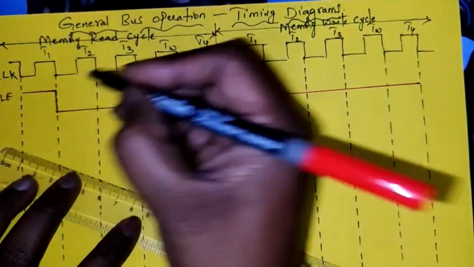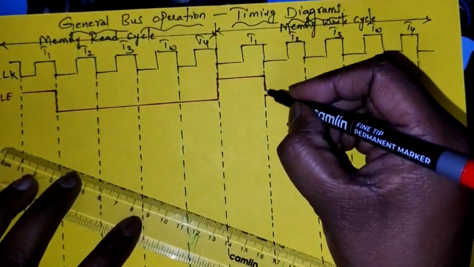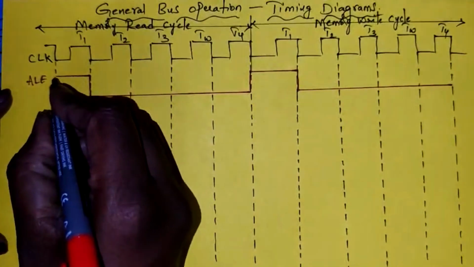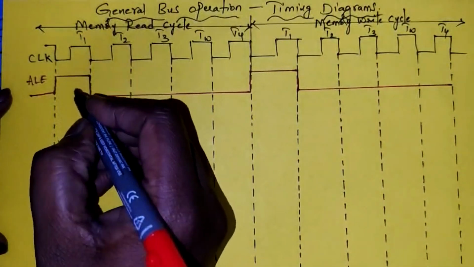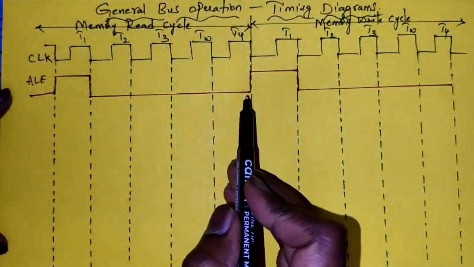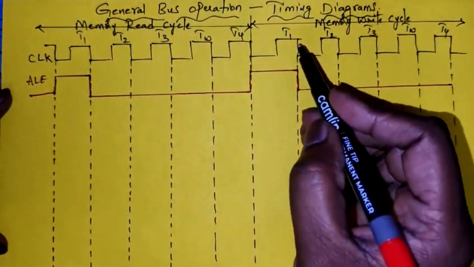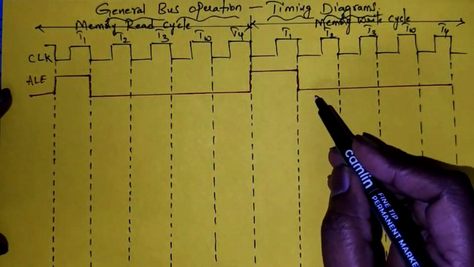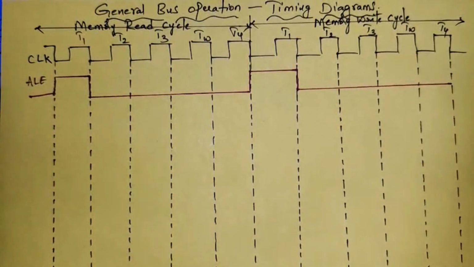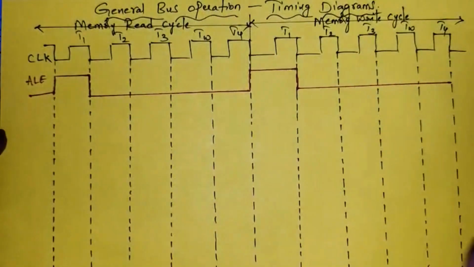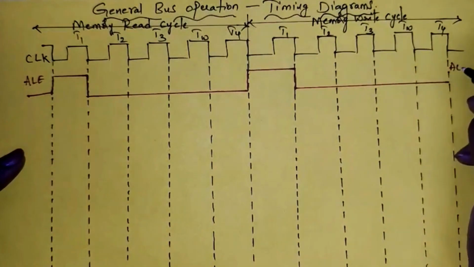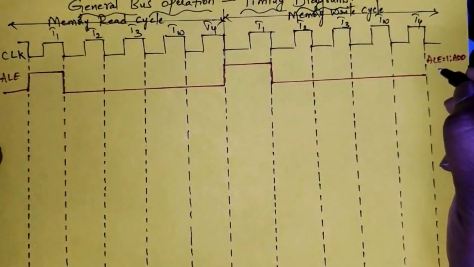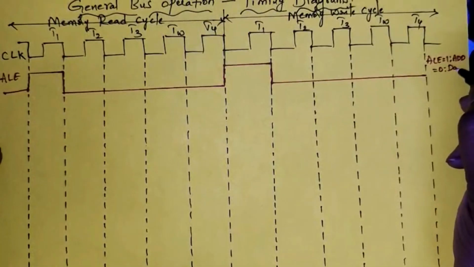You can join this one in this manner. Okay, this is the timing diagram for ALE. Means ALE is 1 during T1. Remaining all clock cycles it is 0. And here the same for write cycle. ALE is equal to 1 during T1, remaining all clock cycles it is 0. Whenever ALE is equal to 1, the address will be activated. If ALE is equal to 0, the data bus will be activated.